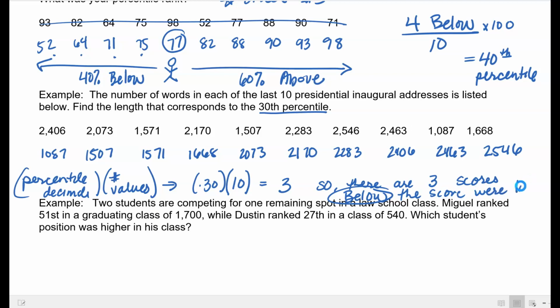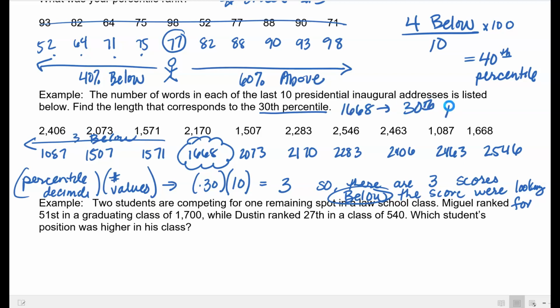So the score we're looking for, what score has 3 below it? Well, score 1,668. Well, I shouldn't say score, number. So 1668 has 3 numbers below. So it means that 1668 is the 30th percentile.